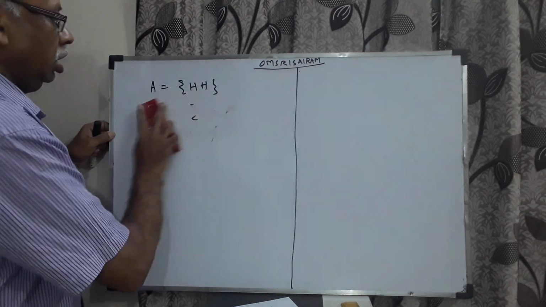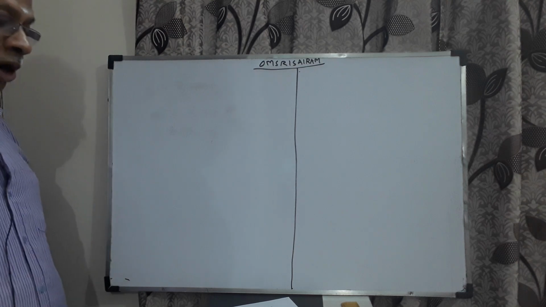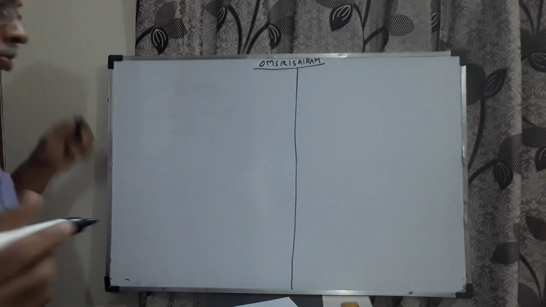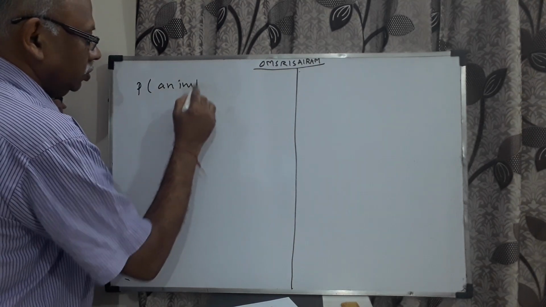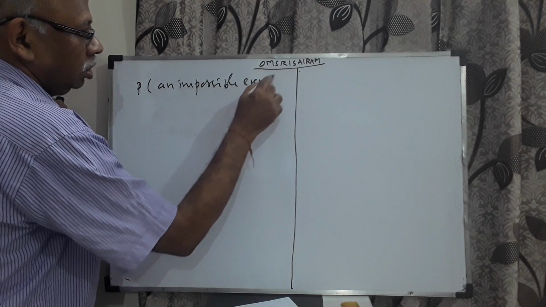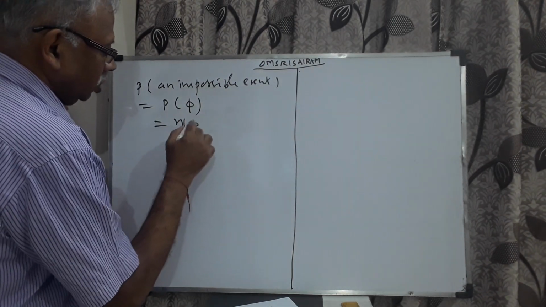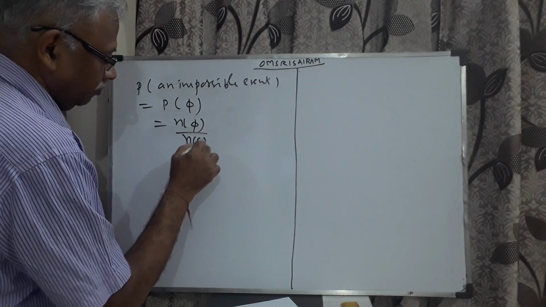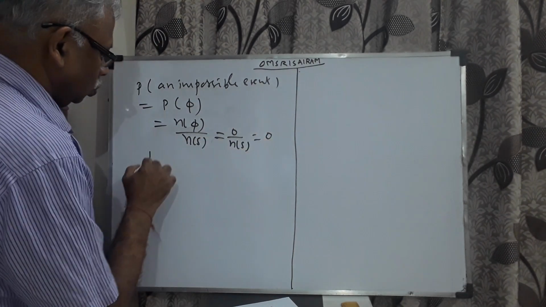Okay. Then you have next question which goes like this. Write the probability of an impossible event. Write the probability of sure event. P of an impossible event. Just see here, it's not at all a difficult task. It is very simple, which is nothing but P of empty set, which is n of empty set by n of S, which is 0 by n of S, which is 0.